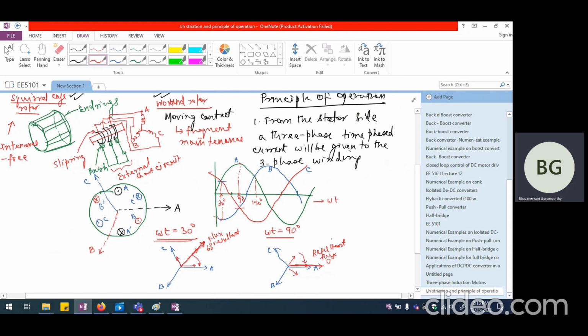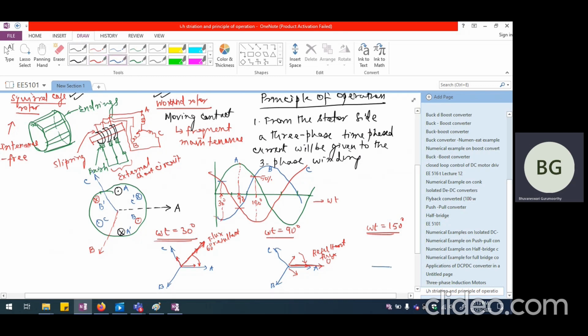Now let us try to look at what happens at omega t equal to 150 degrees. So at omega t equal to 150 degrees, this is what is 150 degrees. At this point, A phase as well as B phase are having 50% of the peak current, whereas C phase is having the peak value of current, but in the reverse direction.